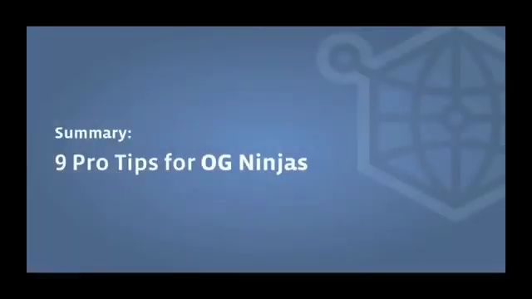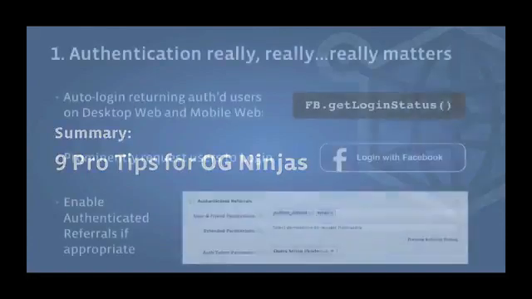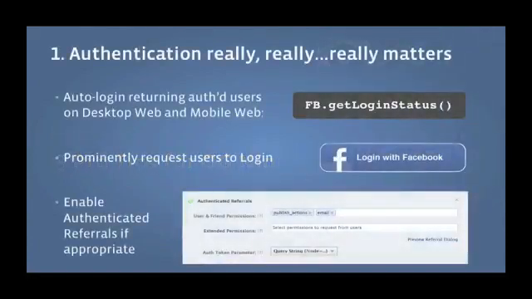What I want to do next is just give you a few tips to think about when you're building your application against the Open Graph. So the first one is authentication. And authentication really, really matters. You can't publish actions unless a user is authenticated and a user has given you the publish actions permission.